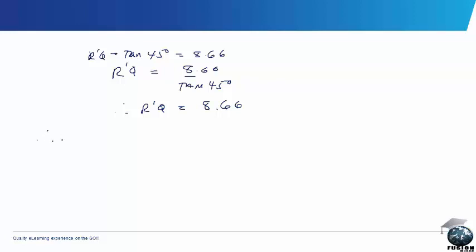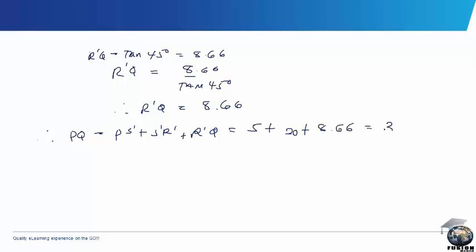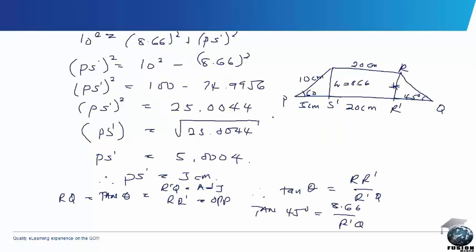Therefore the length of the opposite side of the trapezium, which is PQ, will be equal to PX bar plus XR bar plus R bar Q. Here we have 5 plus 20 plus 8.66, which are the sides we determined, and so you have 33.66 cm to give you the total side here. So PQ here is 33.66 cm.